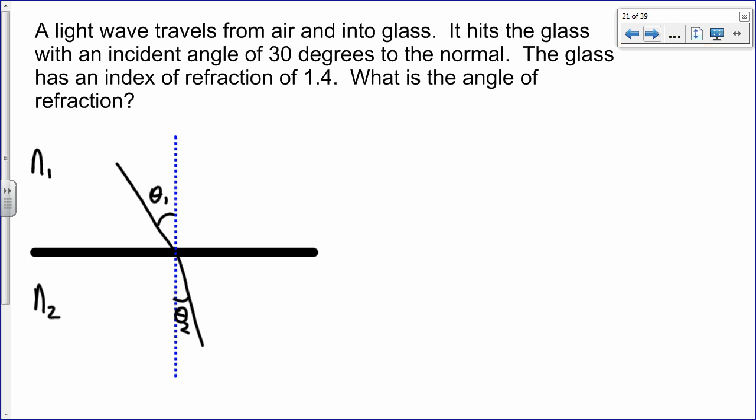Is the second angle the one that's here? Let's talk about that right now. So we have 2 angles, theta 1 and theta 2. They give us one of the 2. Which one did they give us? It says it hits the glass with an incident angle of 30 degrees. So it's going to be the first one, right? If it hits the glass at an incident angle of 30 degrees, that one's going to be 30. And then it gets refracted and bent, and that's the one we're trying to find.